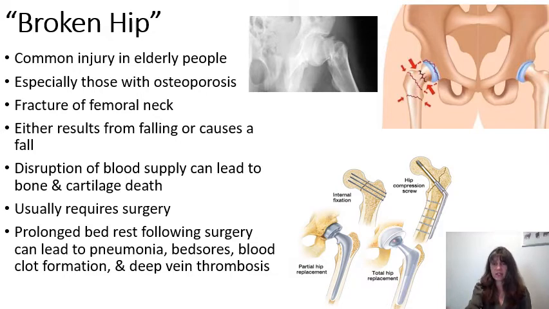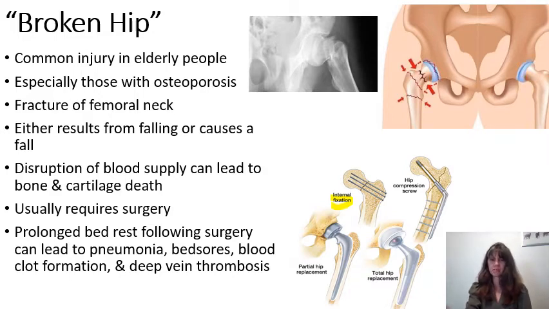There are different ways that surgery can occur. Sometimes they will simply insert screws, depending on how bad the fracture is. That is an internal fixation. Sometimes they use a hip compression screw, where a screw actually helps to draw the parts of the bone together to compress them tightly so they heal better.